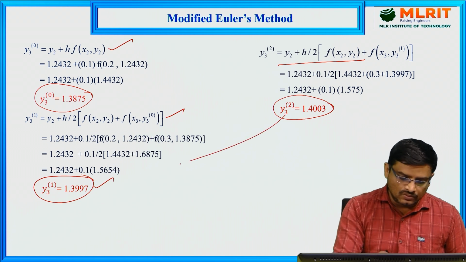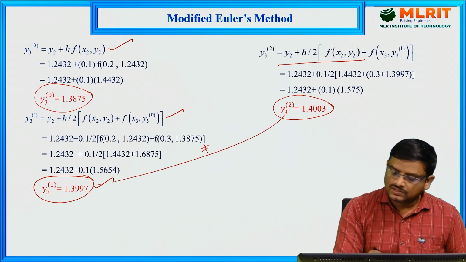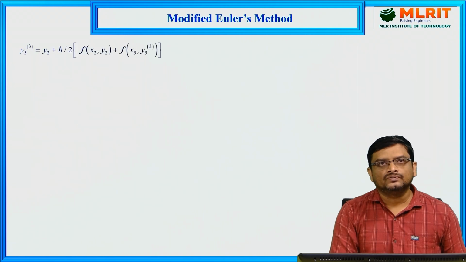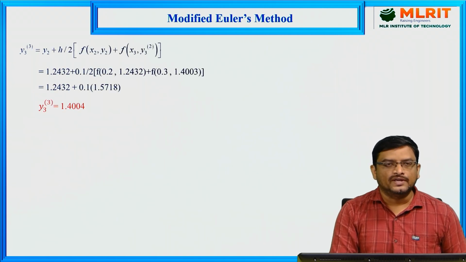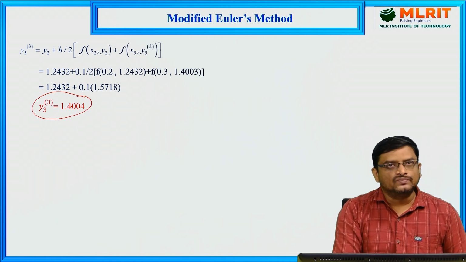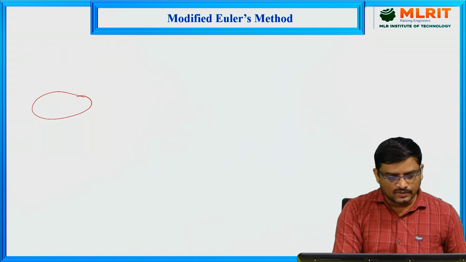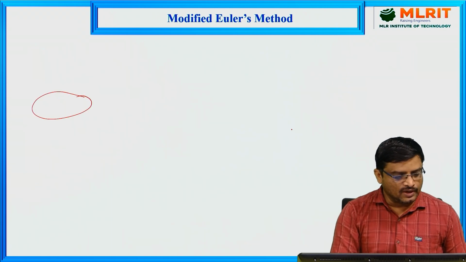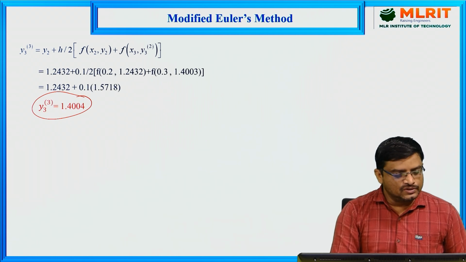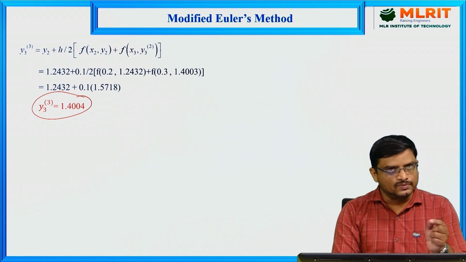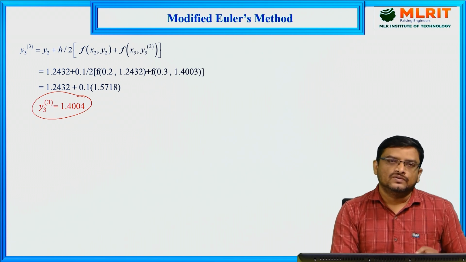This value and this value do not coincide, so definitely we have to go for the next approximation. For the third approximation of y3, we got 1.4004. In the previous approximation, we got 1.4003, and here we got 1.4004. So up to 3 decimals coincide. There is a small change in the fourth digit.